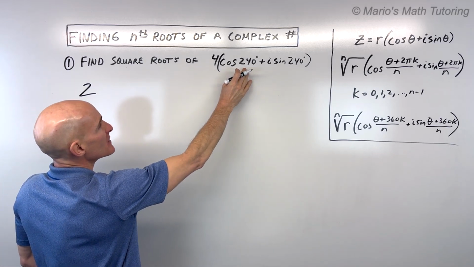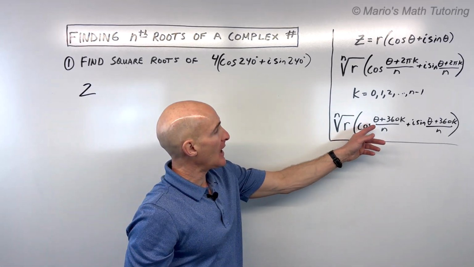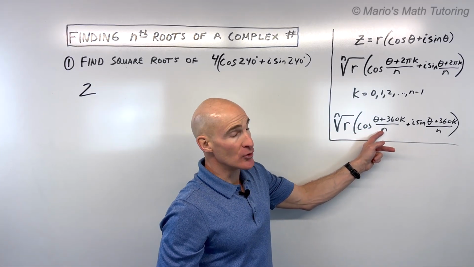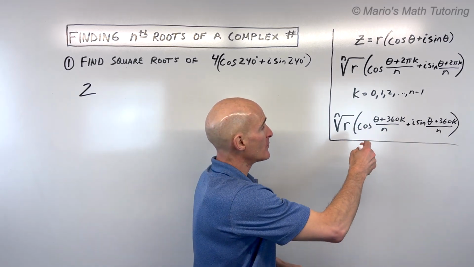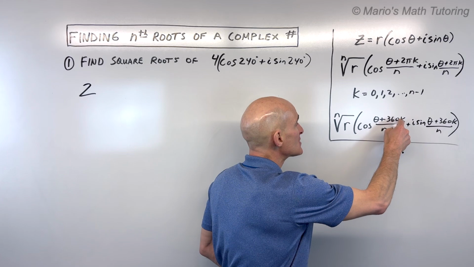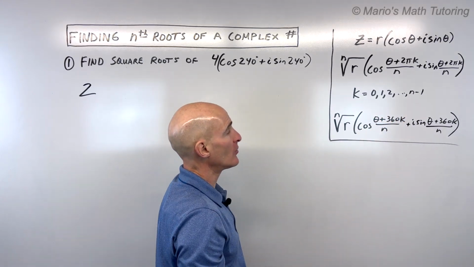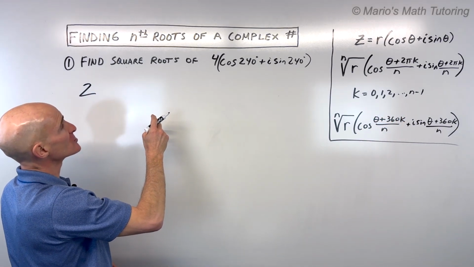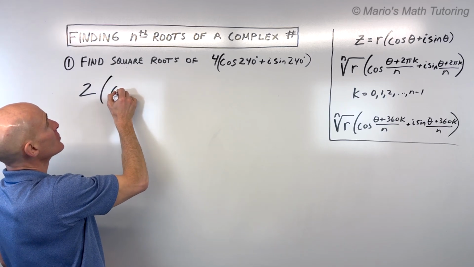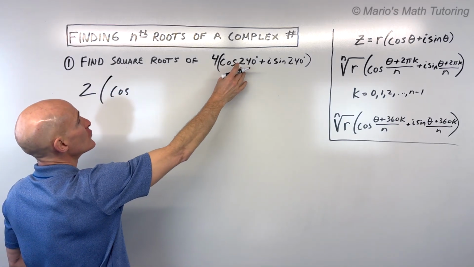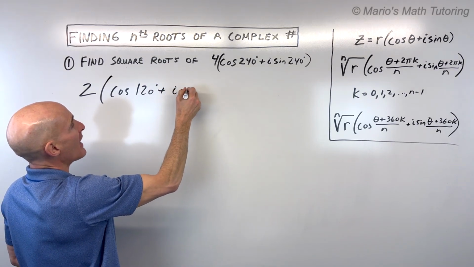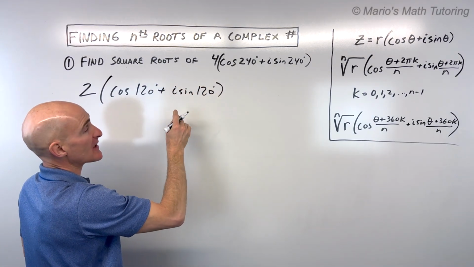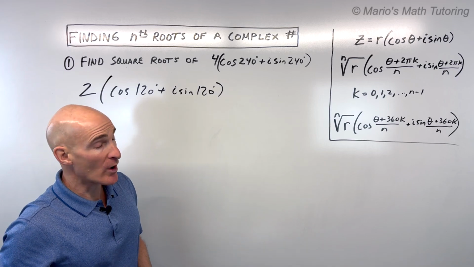Now what I'm going to do is take this angle and divide it by 2. If it was a cube root, I divide it by 3. If it was the fourth root, I divide it by 4. I'm going to think of this as 2 separate fractions. So it's going to be the angle divided by the root, the square root, which is 2. So this is going to be cosine of 240 divided by 2, which is 120, plus i sine 120. That's going to be our first square root.